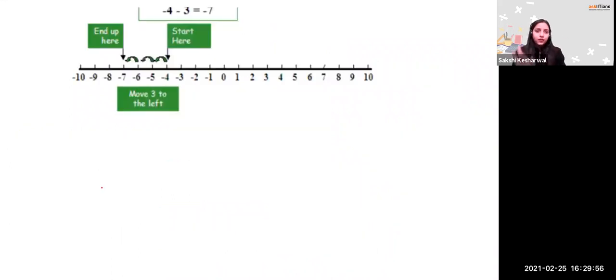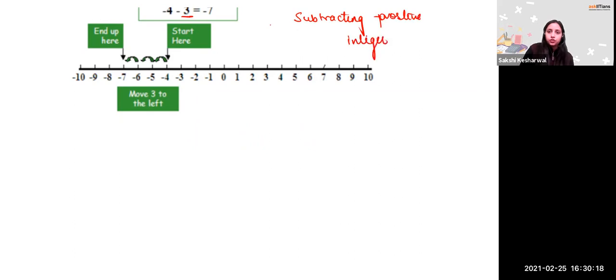Now, what is happening over here? There is some reduction. When you are subtracting a positive integer, I'll write it like this, positive integer, right? If you're subtracting a positive integer, then what will happen?